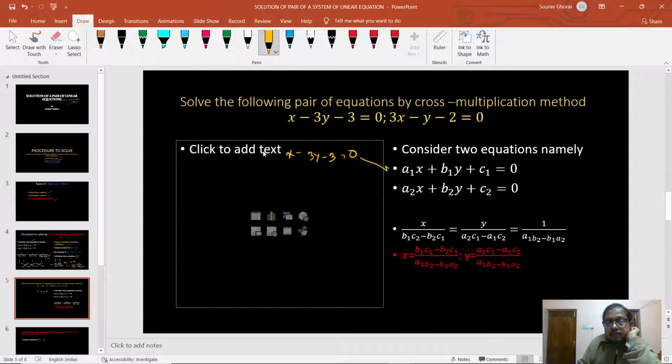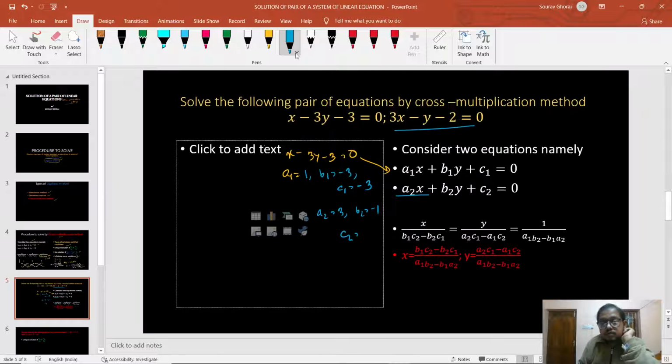If we write the first equation x minus 3y minus 3 is equal to 0 and compare it with the general form, we get a1 is equal to 1, b1 is equal to minus 3, and c1 is equal to minus 3. Comparing the second equation, we get a2 is equal to 3, b2 is equal to minus 1, and c2 is equal to minus 2. Now first of all we have to check whether a1b2 minus b1a2 is equal to 0 or not.